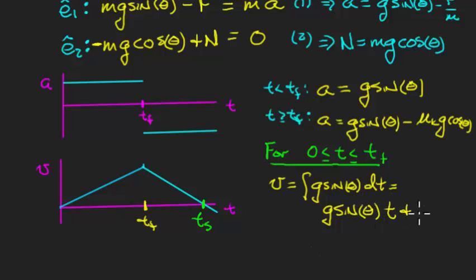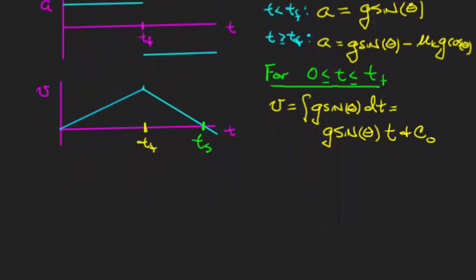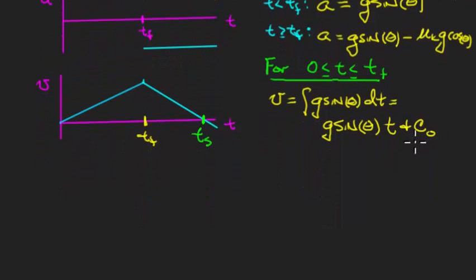And then I also have a constant of integration. I'm going to call it C0, right? V equals g sine theta times t plus C0. And what I need to do is find that C0. How am I going to do that? Well, the way I find those constants of integration is I go to my initial condition. My initial condition says at time equals 0 that the V has to be what? I start off at rest, so V at time equals 0 has to be 0.